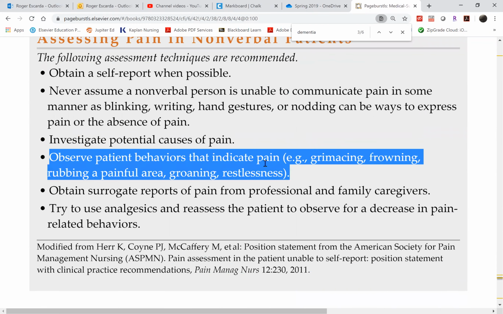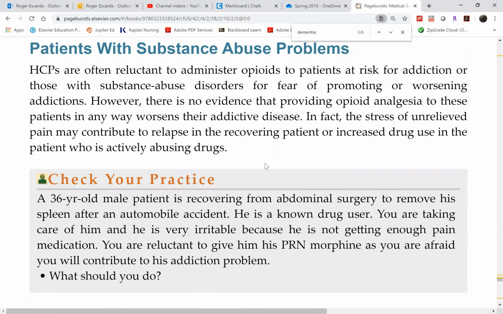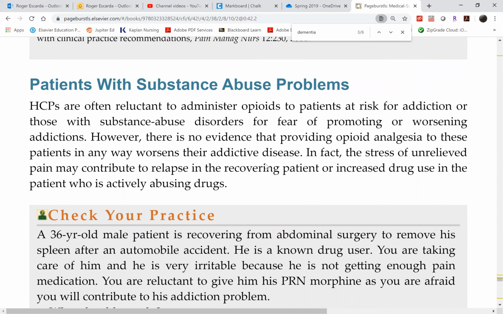Did I put this on the blueprint? Say you have a drug addict admitted and they're complaining of pain. It says managing barriers to pain management. It has addiction there, so I guess.